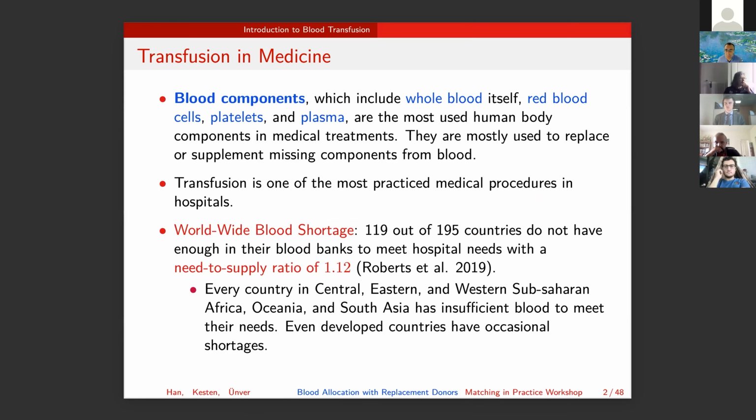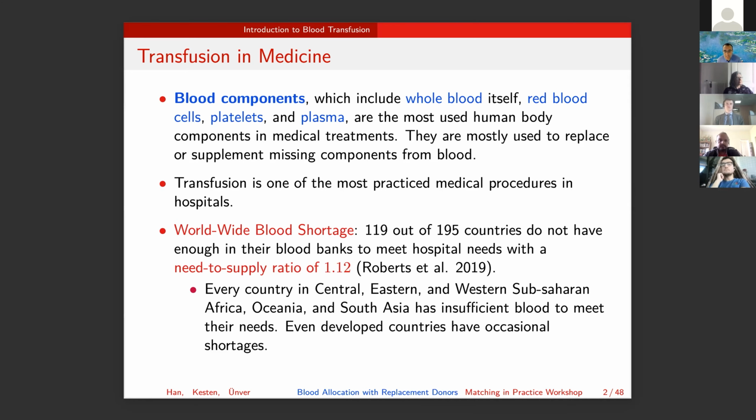So this is about blood allocation, and there are blood components. Three of them are the mostly transfused ones: red blood cells, platelets, and plasma, and sometimes whole blood. They are the most used human body components in medical treatments, mostly to replace or supplement missing components from blood. Transfusion is one of the most practiced medical procedures in hospitals. Despite that, there's a worldwide blood shortage.